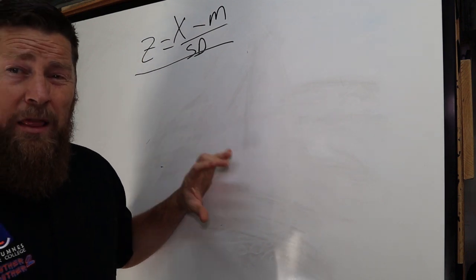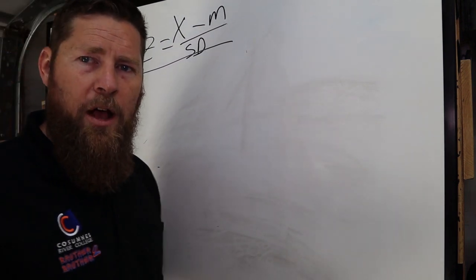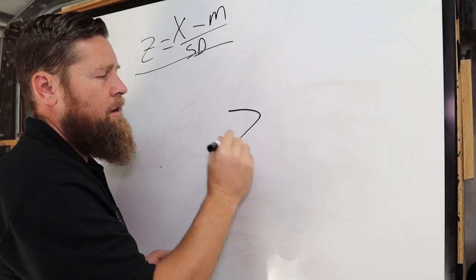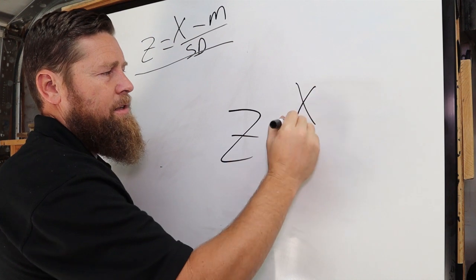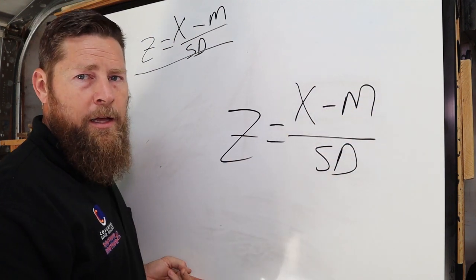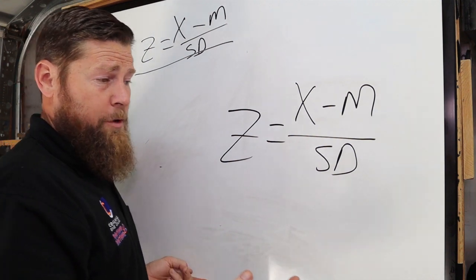So this requires a little bit of algebra. So if you guys remember your algebra, what we do to one side of the equation, we've got to do to the other. So here's our z equals x minus mean divided by standard deviation. How am I going to transform that?